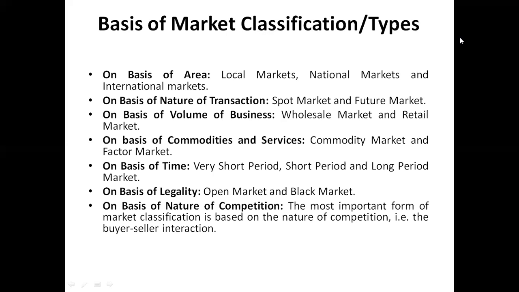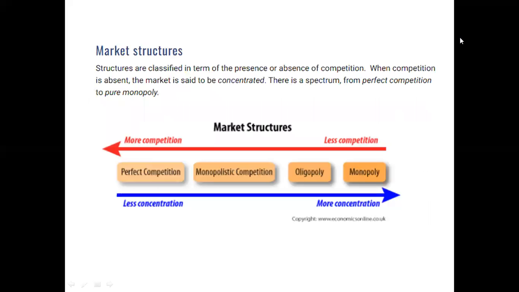And on the basis of nature of competition, the most important form of market classification is based on the nature of competition. That is the interaction between the buyer and the seller. So on the basis of nature of competition, we have perfect competition, monopolistic competition, oligopoly, and monopoly. So it is also known as market structure. So structures are classified in the presence or absence of competition.